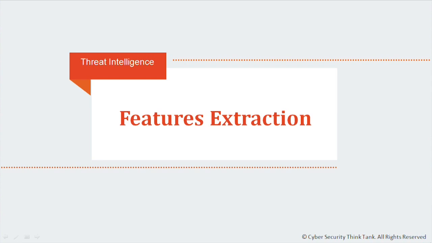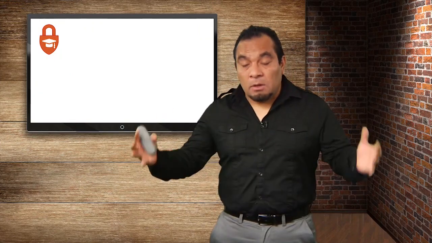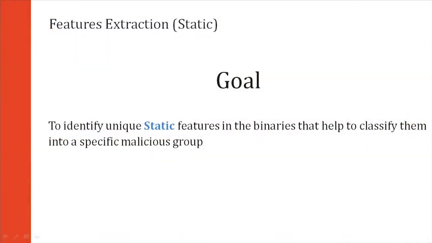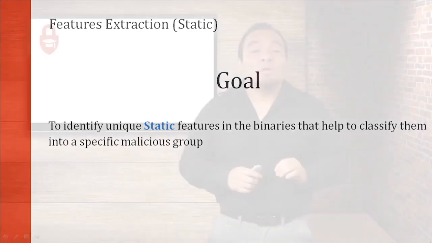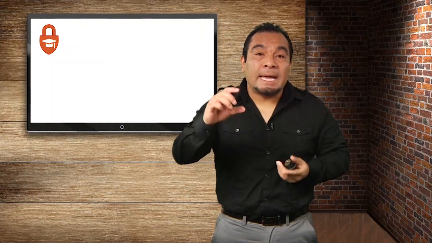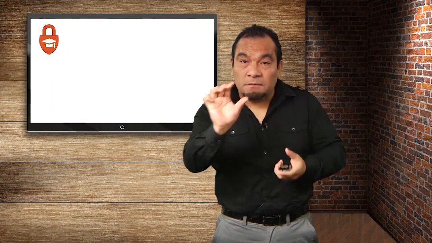So the next phase is features extraction. Okay, so you know that now we have all different samples thanks to our hunting strategy. We have all those samples, so what do we need to do with them? The first step is features extraction. The goal of feature extraction is to identify unique static features in the binaries that help to classify them into a specific malicious group. Okay, so we're going to get static features which can help us to say, okay, based on these features, this belongs to this specific malware group. But what are those features?